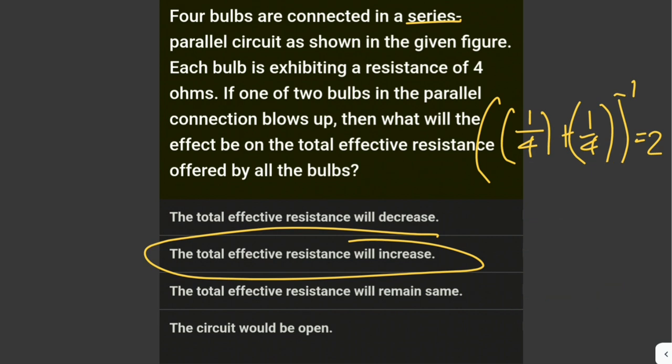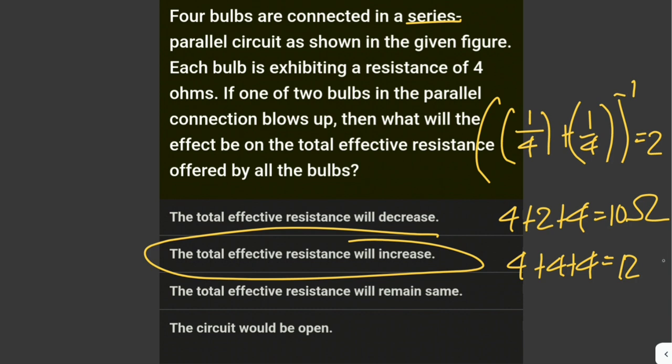So the effective resistance offered by all the 4 bulbs in this case would be 4 plus 2 plus 4, which is just equal to 10 ohms. So if one of the bulbs in parallel connection blows up, then the effective resistance offered by all 4 bulbs would be 4 plus 4 plus 4, which is equivalent to 12 ohms. Therefore, the effective resistance will increase.